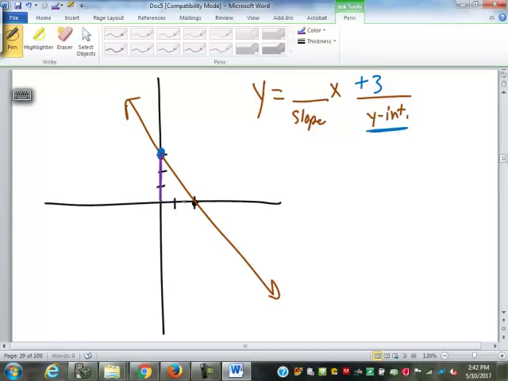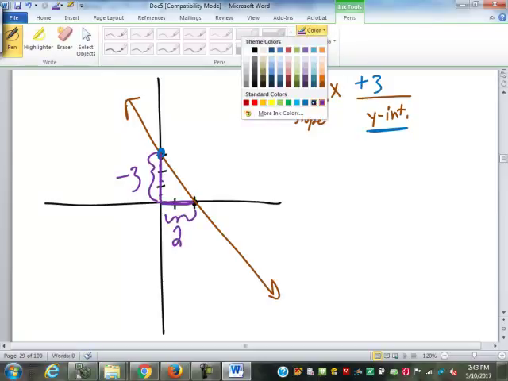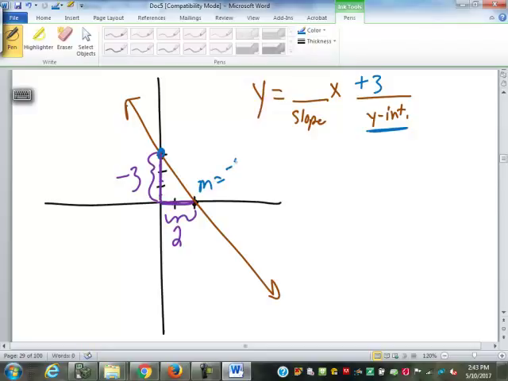The slope requires a little bit more work, but I have a triangle right here I can draw in. A rise and a run. What's my rise here? Three of them, right? 1, 2, 3. But I'm going down, so it has to be negative 3. Good. My run is 2. So the slope there is negative 3 over 2. So that equation is y equals negative 3 over 2 x plus 3.